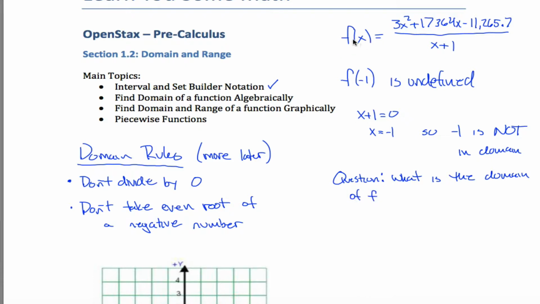All right, you're told this function up here, f. f of x is equal to this. This rule defines this function f. So what's the domain of f? Well, you just figured out that negative 1 is not in the domain. You figured out what is not your answer. So what is your answer? Well, everything else is your answer.